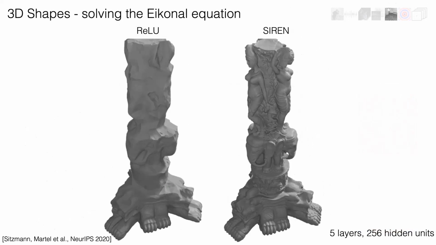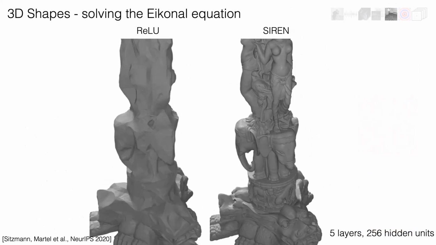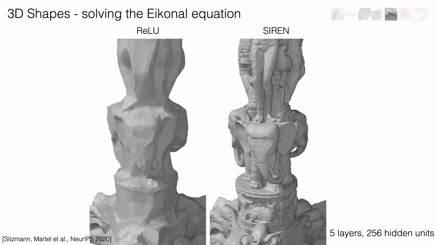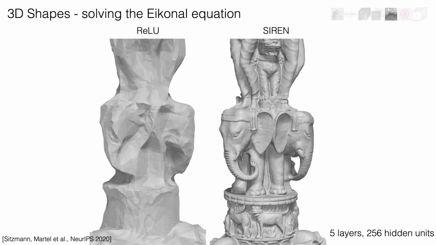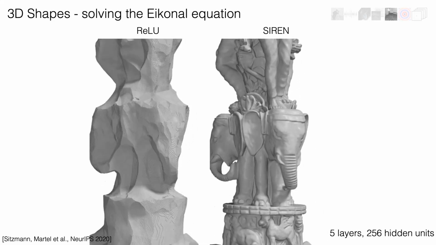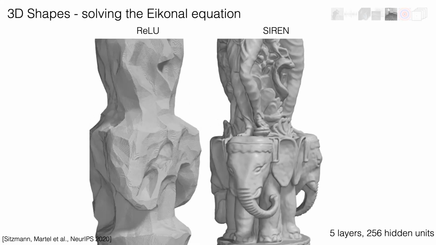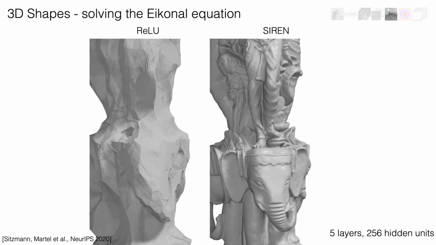So for example, these are results from our 2020 NeurIPS paper. If you use a 5-layer MLP with 256 hidden units to represent the signed distance function of a 3D shape, the Thai statue here, and directly compare ReLU activation functions on the left with these sinusoidal representation functions on the right, you can see that you get a lot more capacity, a lot more detail for the exact same number of parameters in this neural network.